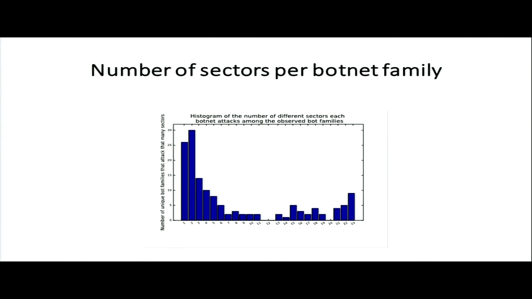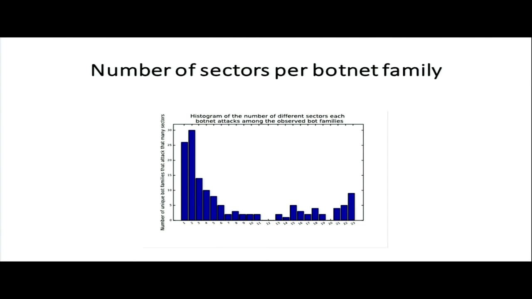If you look at the number of sectors of botnet family attacks, this is now actually something interesting. So this is saying if I look at a botnet family, this is the number of botnets that are attacking one sector. This is the number of botnets that are attacking 2 sectors. This is the number of botnets attacking all 23 sectors.